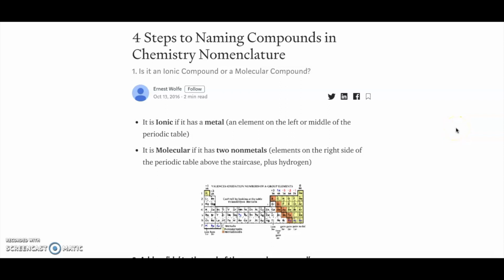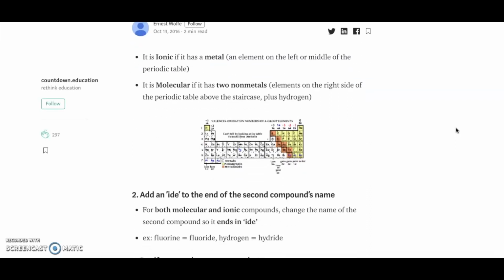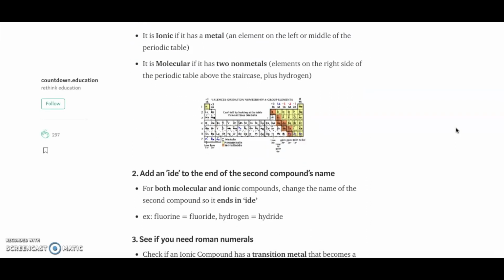We're going to start with some review. Last time we saw you, we left off with naming chemical compounds, and I found this really good article that summarizes it within 4 steps. Number 1. Is it an ionic or molecular compound? It is ionic if it has a metal, an element on the left or middle of the periodic table.